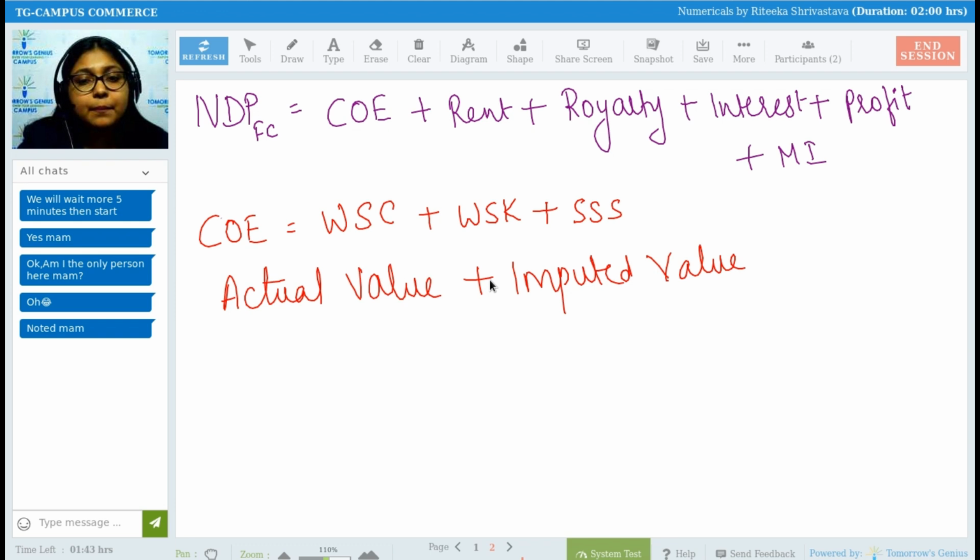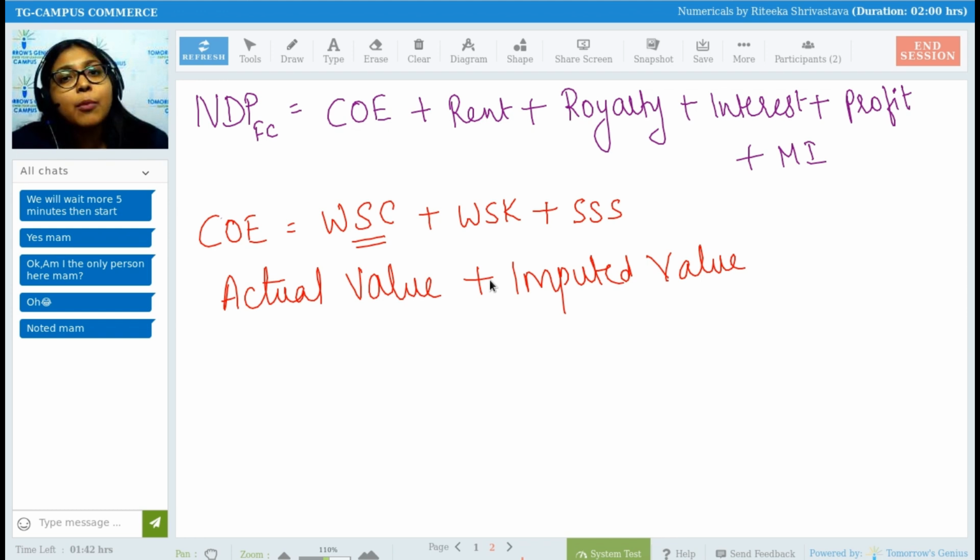Wages and salaries in cash, wages and salaries in kind, and social security scheme. Compensation of employees means when the employer gives something in return to the employee. And who is the employer? The employer is the person who is going to provide the job. The employee is the person who is going to accept or take the job. So basically, the employee is giving his services to the employer. So in return, the employer also has to give something to the employee. Whatever the employer gives to the employee is called compensation of employees.